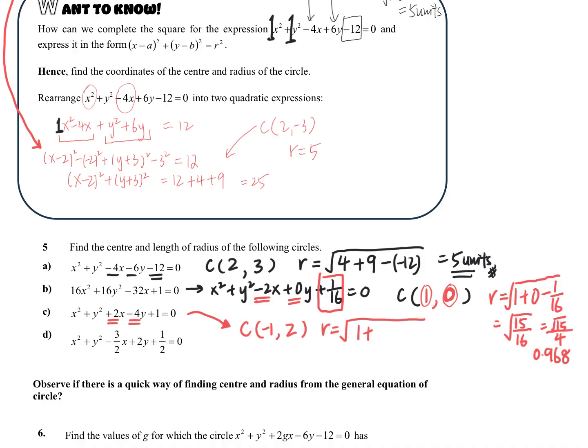What is it? 4. Okay, minus. Okay. So that will give you a very nice 2 units. Okay? So just go to the equation, look for the coefficient of x, look for the coefficient of y, and then you divide by -2.